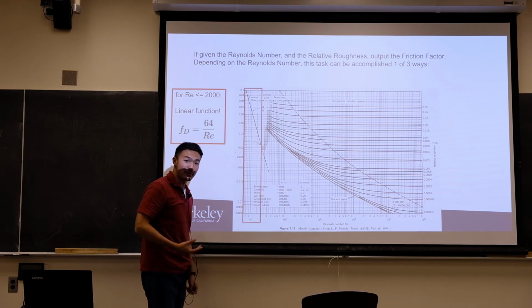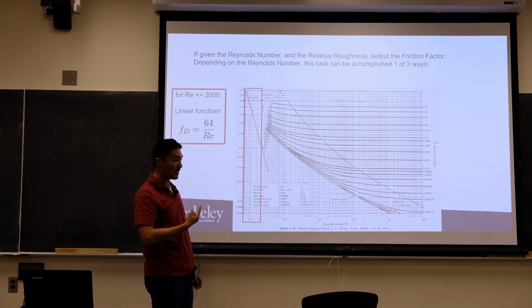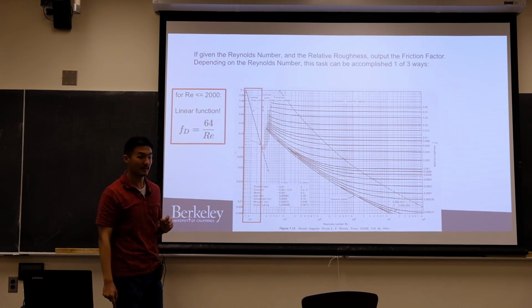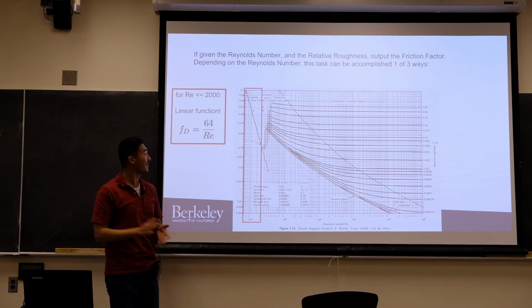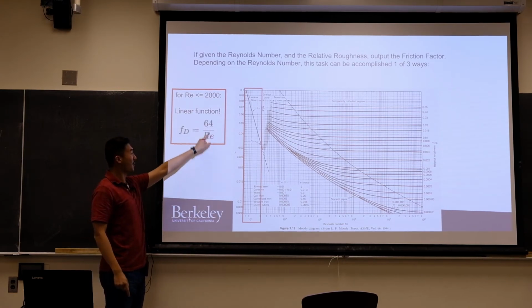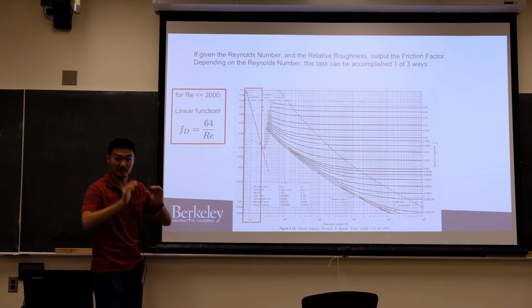We're going to break it up into 3 regimes. The first regime is when the Reynolds number is less than 2,000. This is a linear function. You need to plug and chug. 64 divided by the Reynolds number gives you the friction factor. Done.